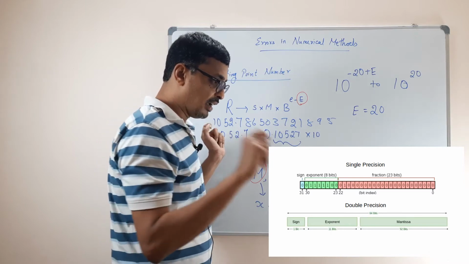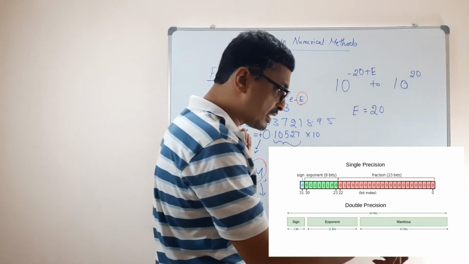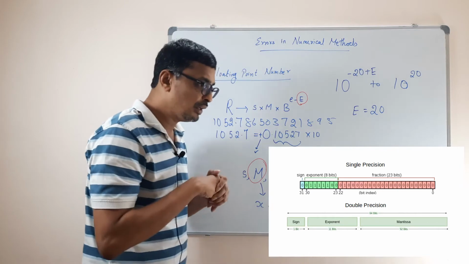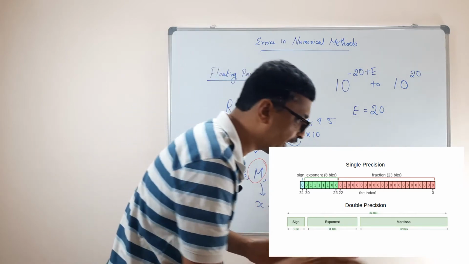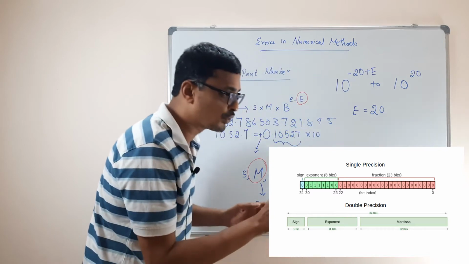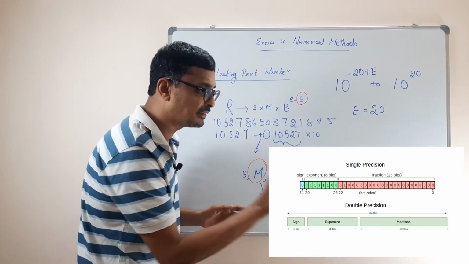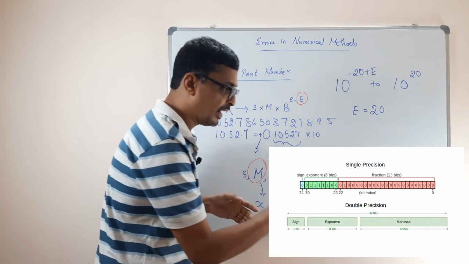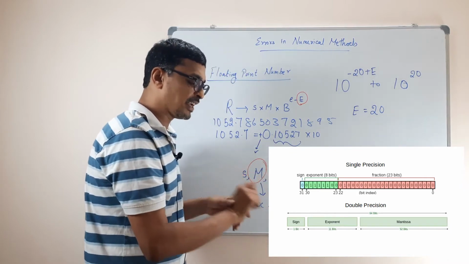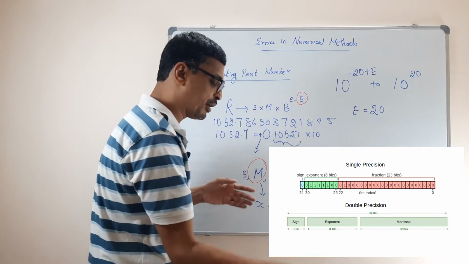Yes, sir. And the next 22nd to 0 bits are your mantissa. Here they have written it as a fraction, but that's what we call the mantissa. So the mantissa uses 23 bits, the exponent uses 8 bits, and 1 bit is used by the sign.